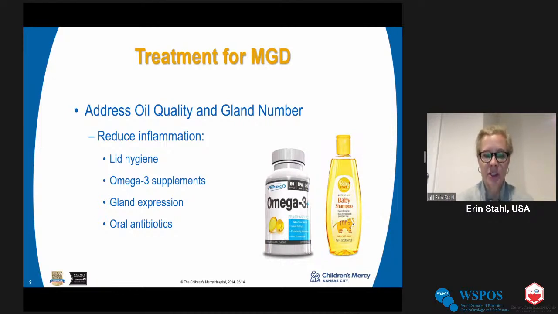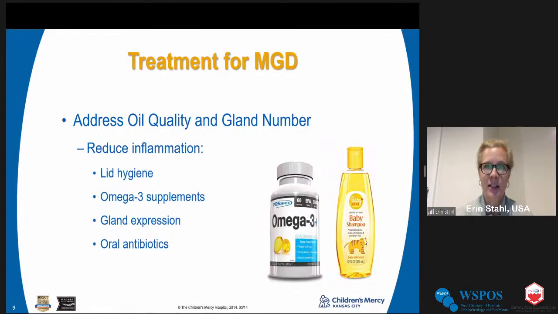Gland expression, which I do in clinic. And I take a handful of kids every year to the OR to express their meibomian glands, because I just need to get that stuff out and moving to be able to stop the cycle of their meibomian gland disease. And then rarely, I use oral antibiotics for meibomian gland dysfunction alone. It's mostly when we have severe corneal involvement that I'll move to oral antibiotics.